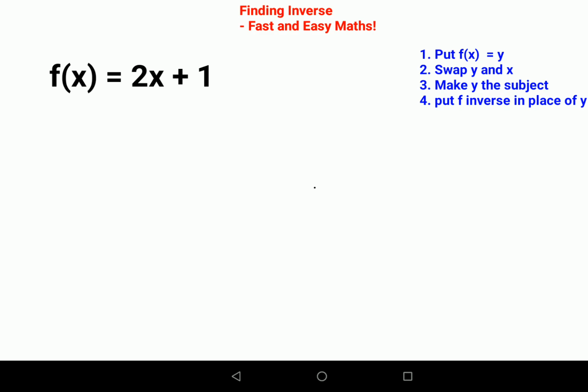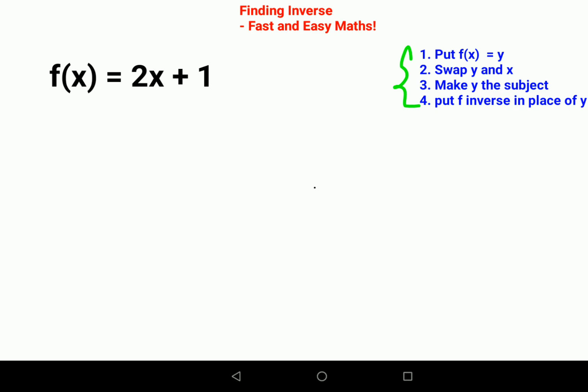So students, today I'm going to show you a method in which you can find the inverse of any given function by just following these particular steps. For this video I have taken a few of the trickiest functions, for which finding the inverse might get a bit tricky. So let's first begin.